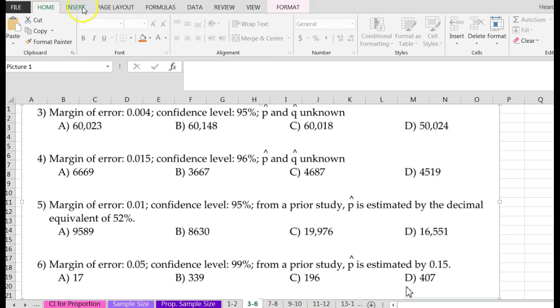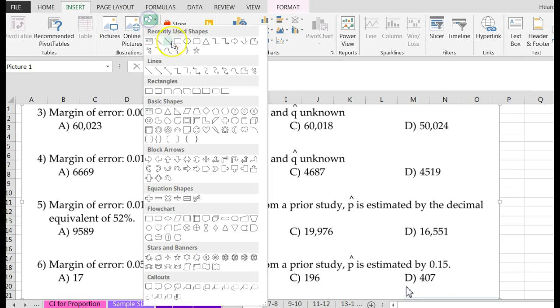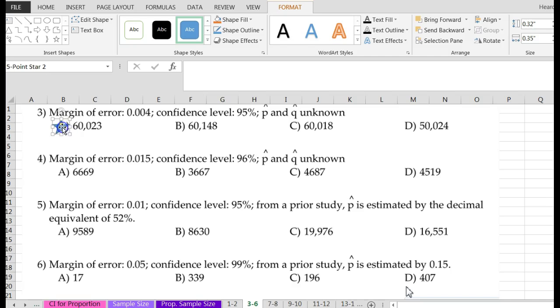60,023. We nailed it. All right, let's put a star by that. See where my star is. Make one, right? Put it right there. So we nailed that one. That's our answer to number 3.